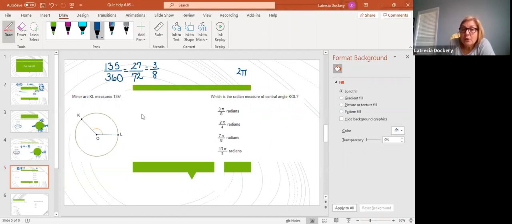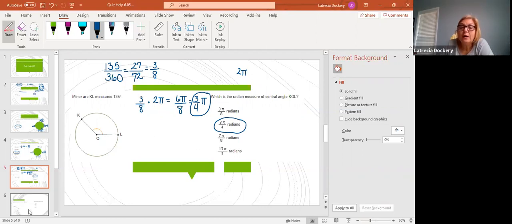Okay? So I want 3/8 of this circle, and I know this circle is 2 pi radians, right? So I simply multiply. That gives me 6 pi over 8. Now I have to look, that can be simplified, right? 6 over 8 equals 3/4. And boom, there's my answer. Super simple. All right, so this is 3 pi radians. 3 pi over 4, I'm sorry. 3/4 pi radians.